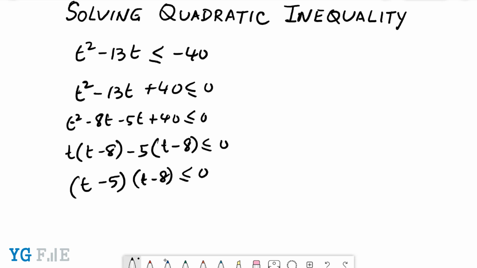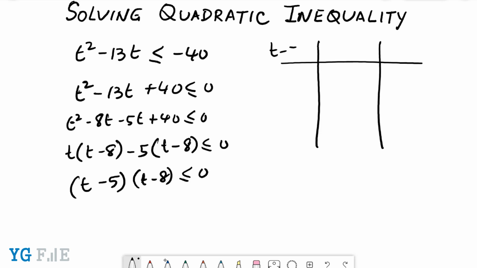Because we are asking for less than, which means a negative number or equal to 0, we again find all the conditions. That means if t minus 5 is one number and t minus 8 is another number, when t minus 5 is positive and t minus 8 is negative, the product will be negative. Similarly, if t minus 5 is negative and t minus 8 is positive, that also yields a negative. So we need to solve for this pair of inequalities.